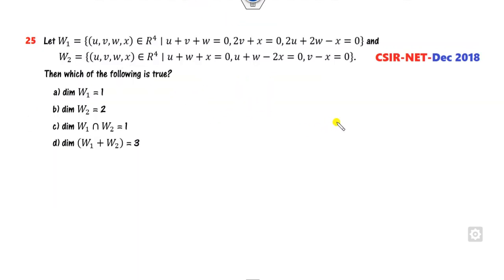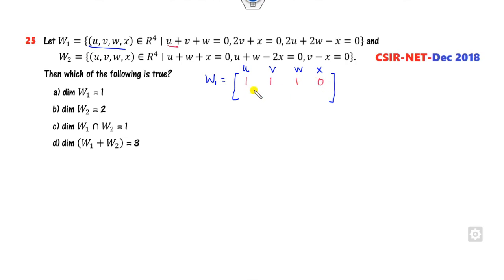Look at the next one. So you have to find the dimension of this. The simplest way is to write it in terms of a matrix. The pairs of this are U, V, W and X.